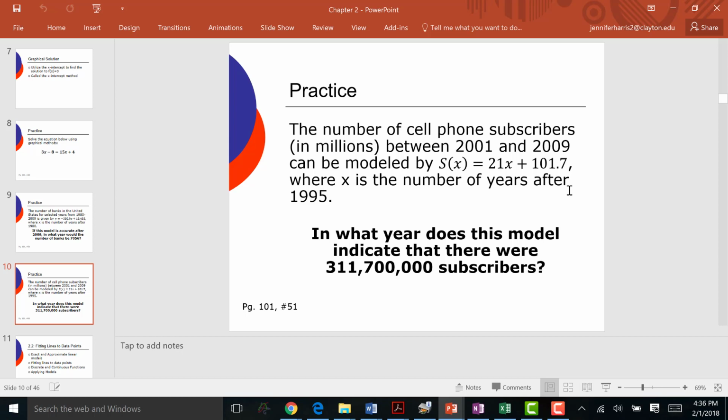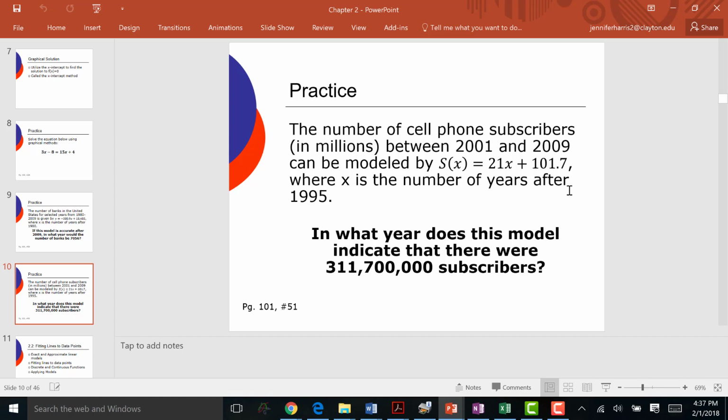311,700,000. Is that an X or a Y value? It's a Y. So they gave you a Y value. Alrighty. What's number 4? I'm supposed to do what? What am I asked to find? Find the X. Okay, I'm finding this.